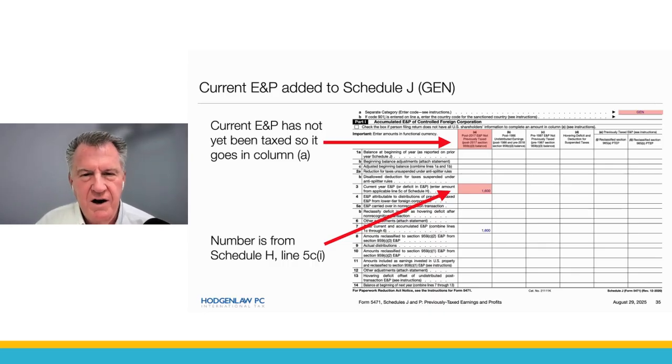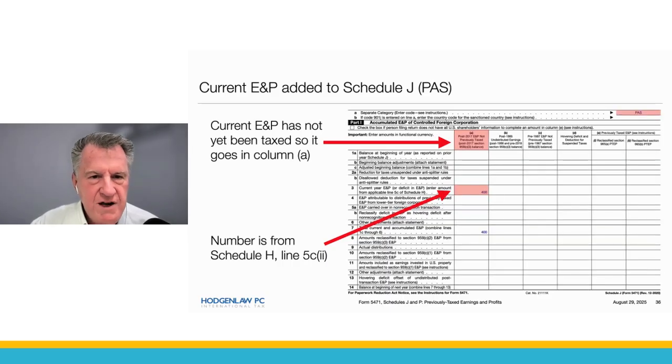And you see in the top right-hand corner, the highlighted thing that's the little code for general or passive in my example. And so that tells you which PTEP account you're working with. And now we're going to move the numbers on into the PTEP account here for the IRS purposes. And we've done that by adding it in line 3. Now what? Next step is we're going to show you the same thing that happened on the passive Schedule J.